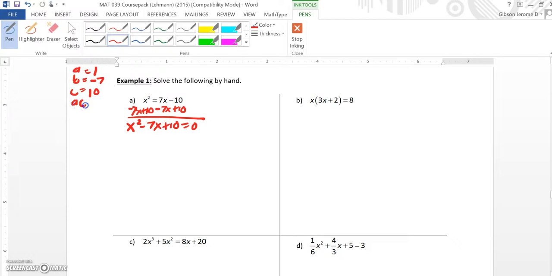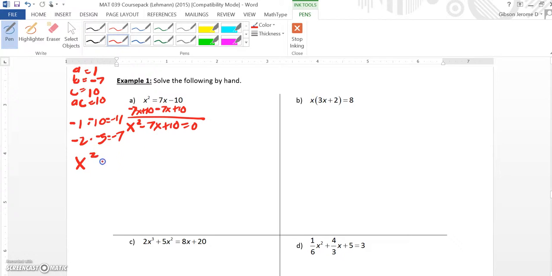So now we multiply a and c, and that will give us 10. And then we will write out the factors. We will have the factors of 10. It will be 1 and 10, and also 2 and 5. Now, in order for us to multiply and get a positive or add to get a negative, that means both factors must be negative. Now, when we add these factors together, this will give us negative 11. This will give us negative 7. So this matches B, so we will use negative 2 and negative 5.